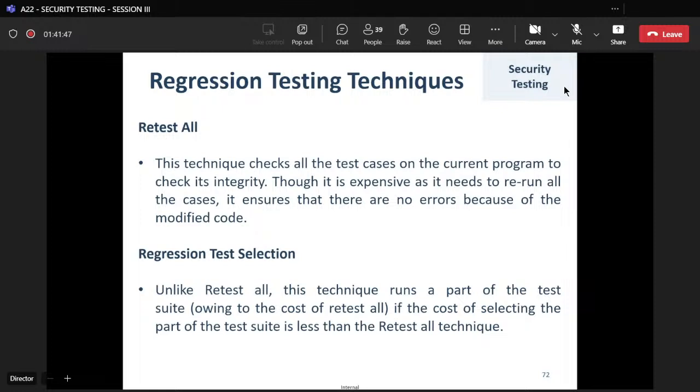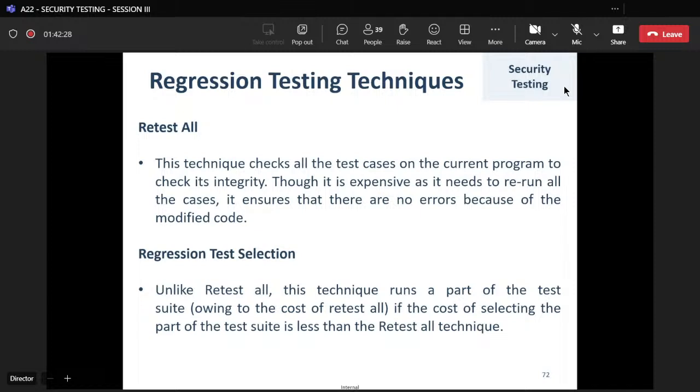Retest all. This technique will check all the test cases on the current program, basically to test the integrity. And this will be very, very expensive, since you need to rerun all the cases. One advantage of this approach is that since you are testing all the parameters, all the modules, and all the functions, there are no errors because of the modified code. You can ensure that there is no change happening to the running program, so you can assure the organization.